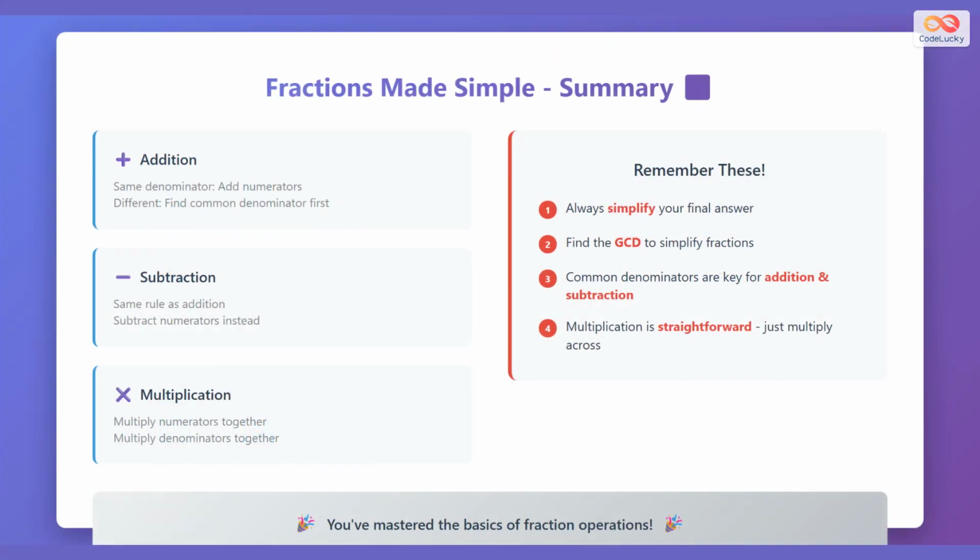Congratulations! You've reached the end of this tutorial on fractions. Let's quickly summarize what we've covered. For addition, if the denominators are the same, add the numerators. If they're different, find a common denominator first. Subtraction follows the same rule as addition, but you subtract the numerators instead. Multiplication is easy. Simply multiply the numerators together and the denominators together. Always simplify your final answer.